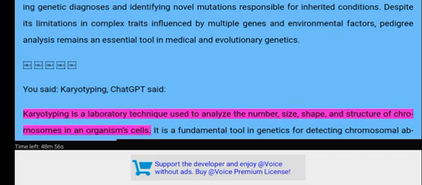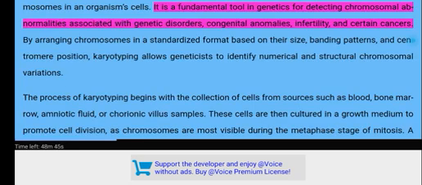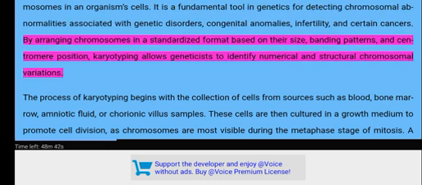Karyotyping is a laboratory technique used to analyze the number, size, shape, and structure of chromosomes in an organism's cells. It is a fundamental tool in genetics for detecting chromosomal abnormalities associated with genetic disorders, congenital anomalies, infertility, and certain cancers. By arranging chromosomes in a standardized format based on their size, banding patterns, and centromere position, karyotyping allows geneticists to identify numerical and structural chromosomal variations.